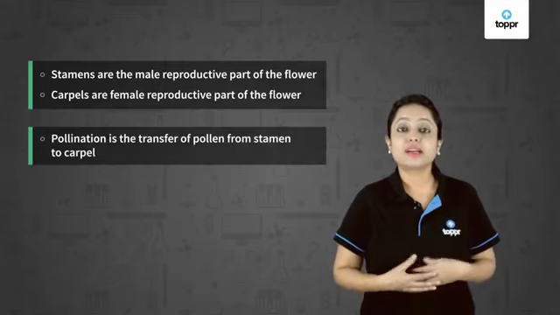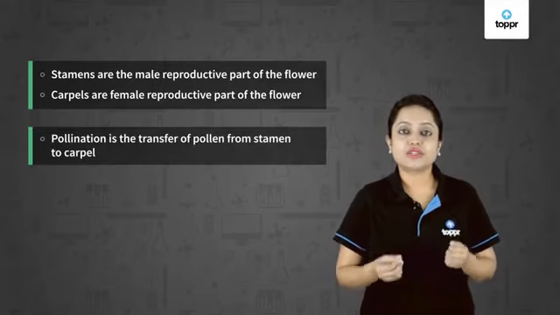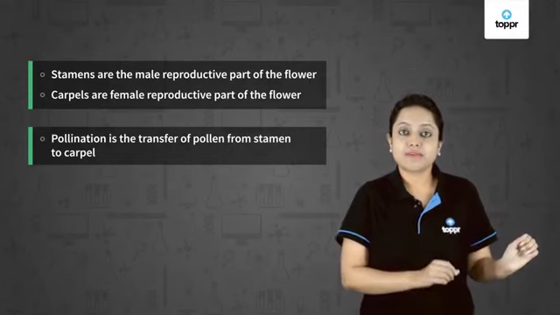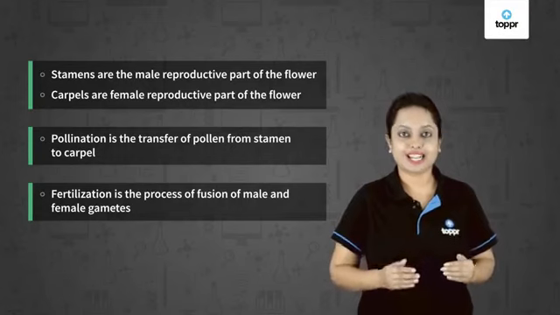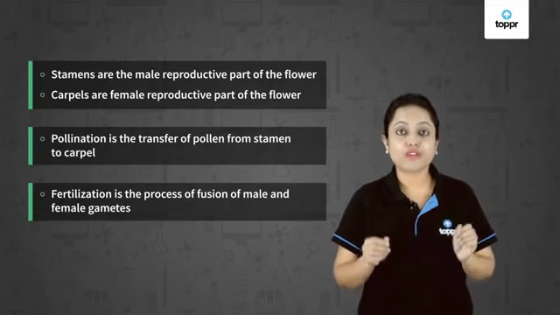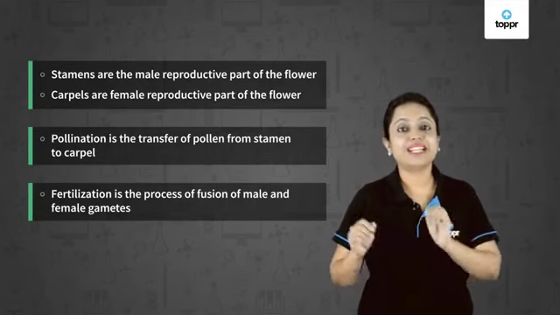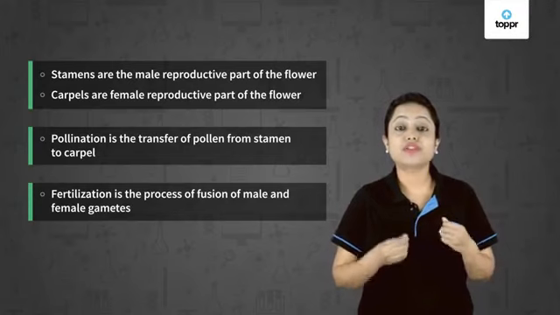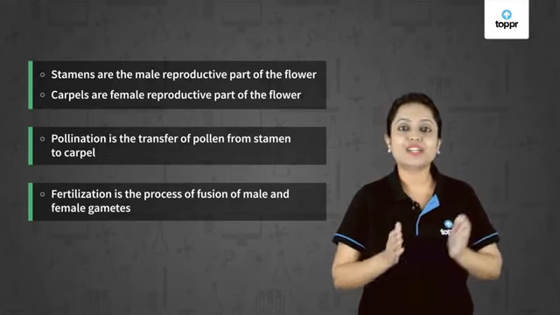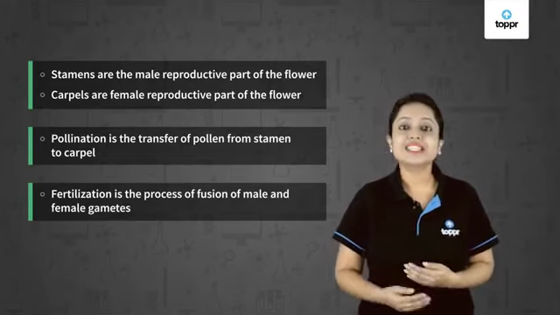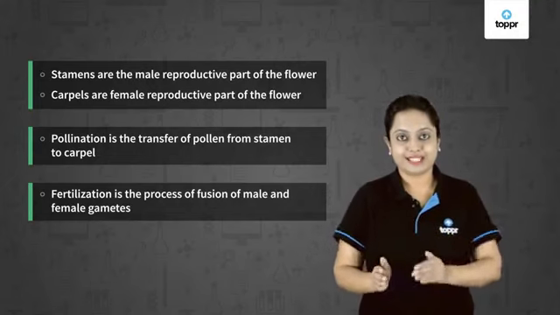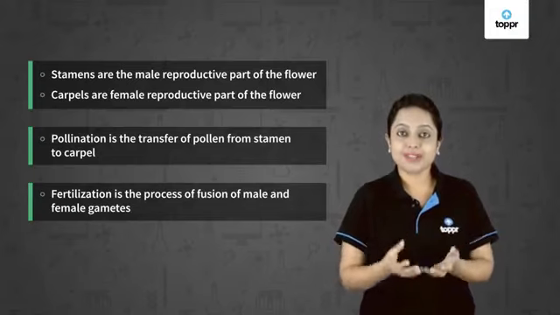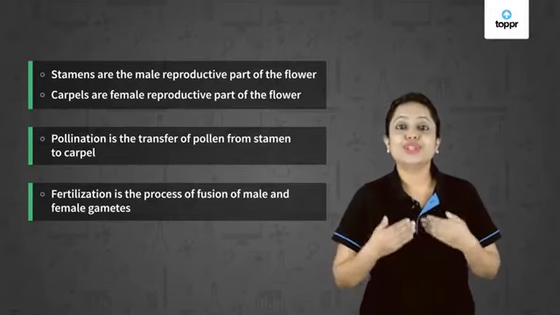Next, we studied about pollination, which is the transfer of pollen from stamens to carpels. Last, we saw fertilization, which is the process of fusion of male and female gametes. And as a result of fertilization, zygote is formed, which forms embryo. This embryo is the future seed. And when the seed germinates, it gives rise to new plant.